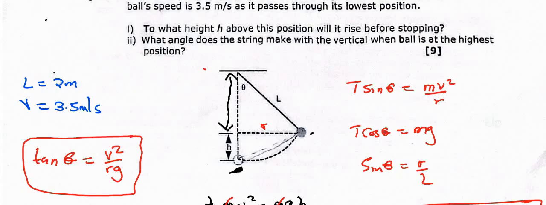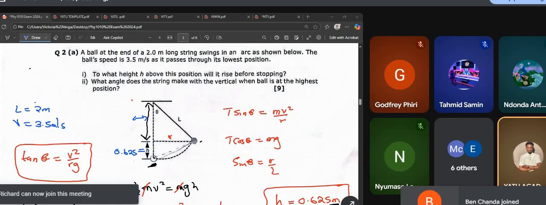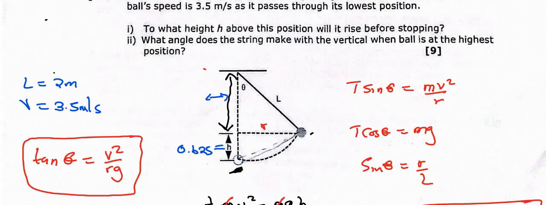So what's the length that you have here? 2 minus this, 2 minus h, because h is 0.625. So 2 minus this, what do we get for this part? What do we get here, guys? 1.375 meters. So we know this is a 2.